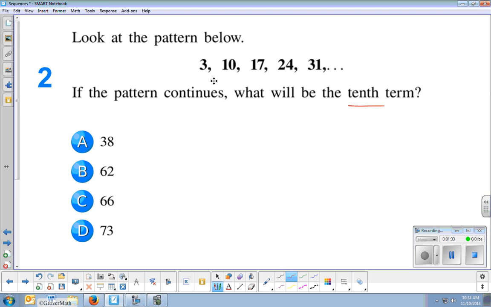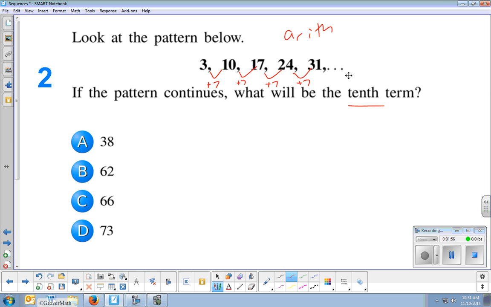First of all, is this arithmetic, geometric, or recursive? We haven't discussed the other two. So this is arithmetic. I'm getting from 3 to 10 by adding 7, 10 to 17 by adding 7, 17 to 24 by adding 7, 24 to 31 by adding 7. So this is an arithmetic sequence.